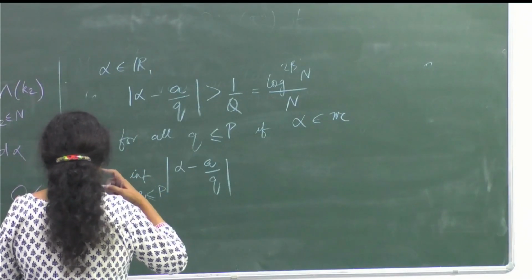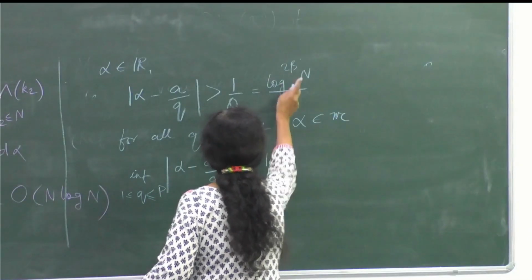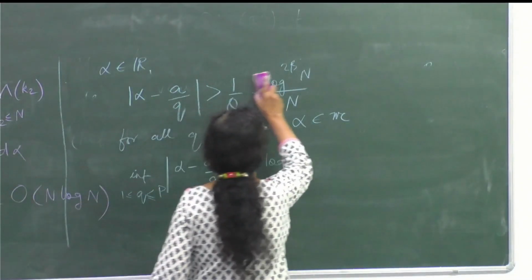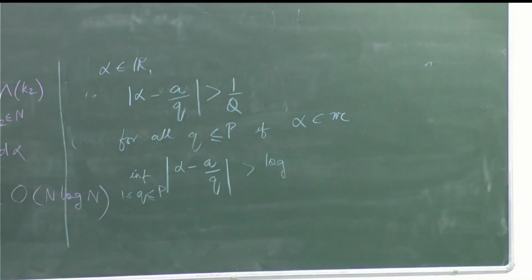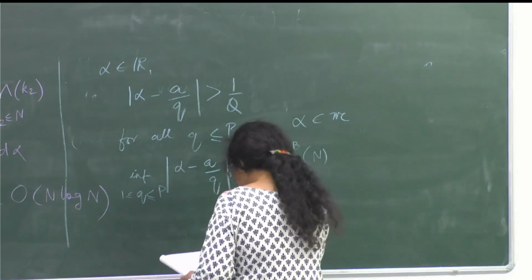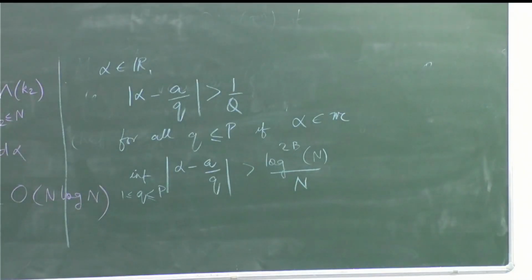then this is greater than log 2b by n. That's the part that I'm cheating, okay? I'm not cheating because it's false, it's true. I'm cheating because I'm not giving it, okay? So, I'm not giving you the proof.